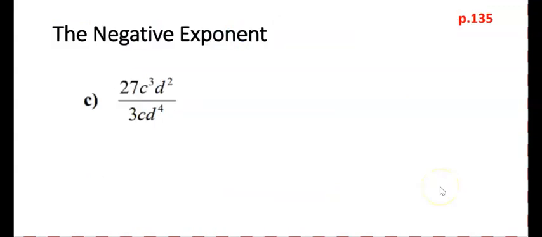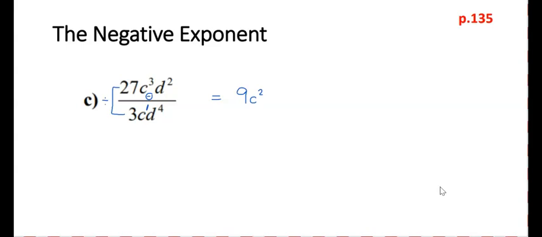Let's look at that negative exponent one more time. This example C is on page 135. So we have 27 coefficient divided by 3 coefficient. We can do that, no problem. That equals 9. And then we deal with our bases, C's with C's, D's with D's. So we have C to the power of 3 divided by C to the first power. We are going to subtract, giving us C squared.